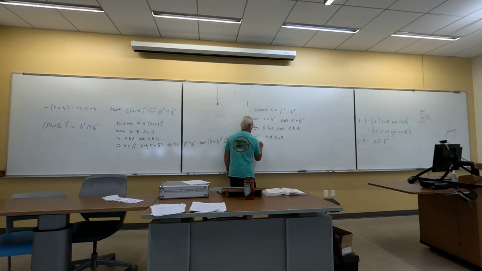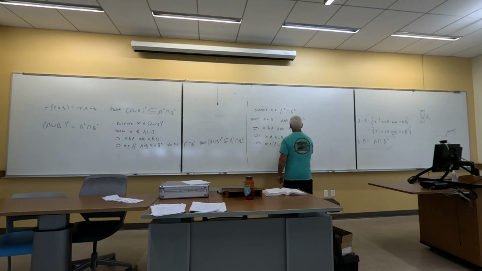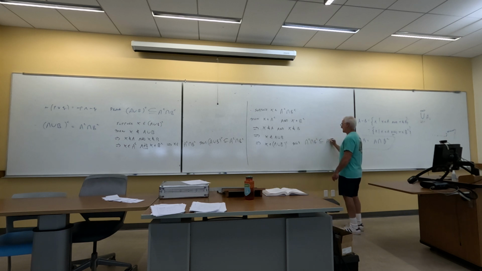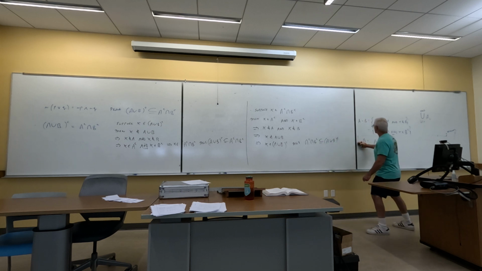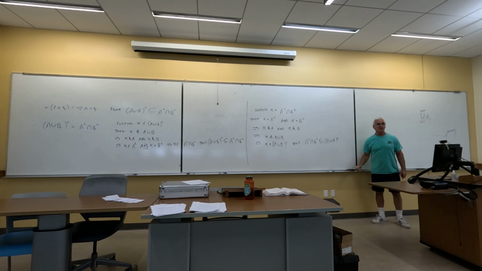But if that's true, then what else is true? X must be an element of the complement. Whenever you're not in something, you must be in the complement. Thus, I have just proved that A complement intersect B complement is contained in that. Now let's finish this off formally. I just showed containment in both directions.